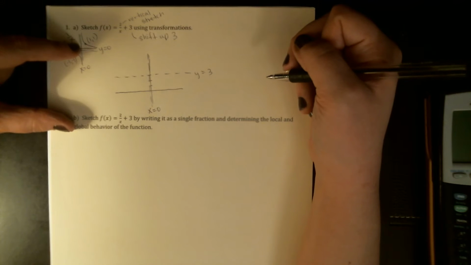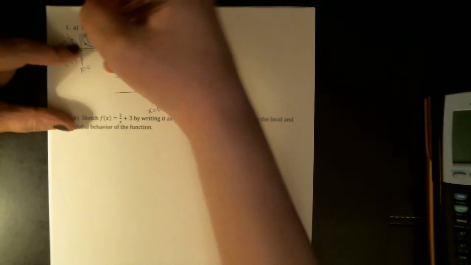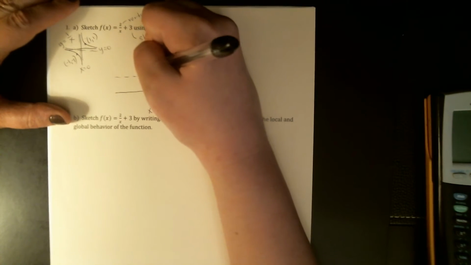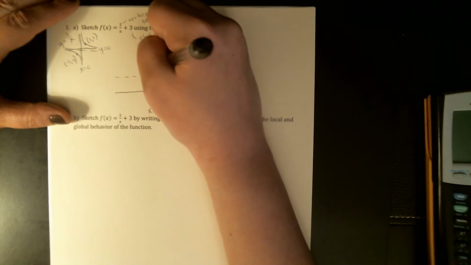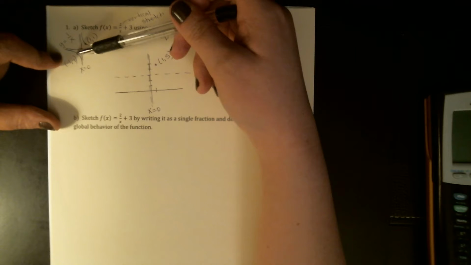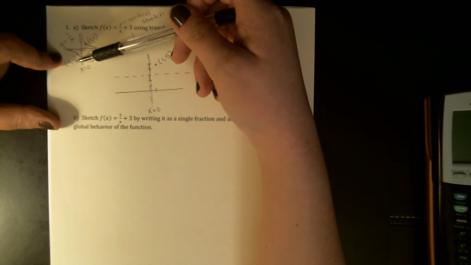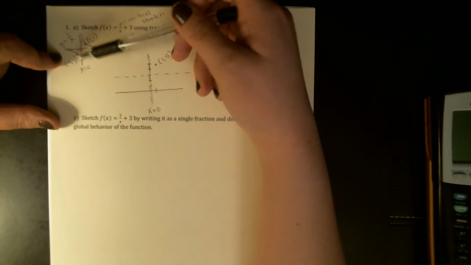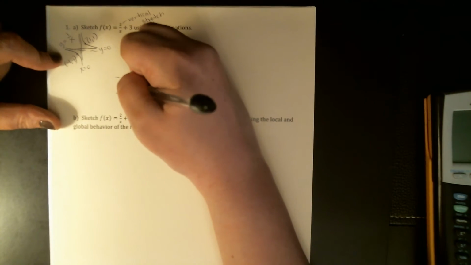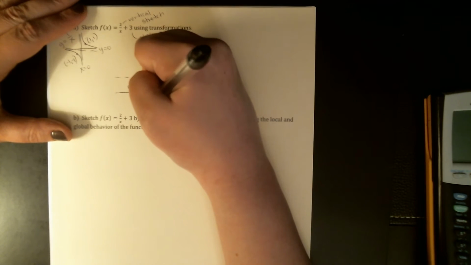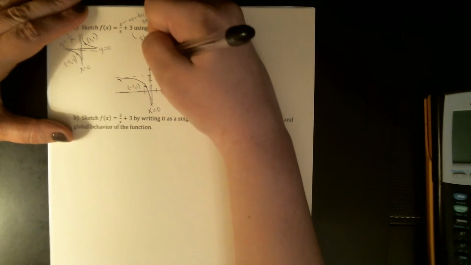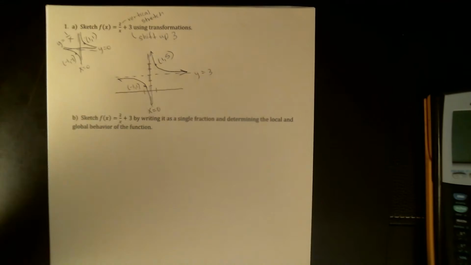(1, 1), if we do vertical stretch, we're doubling our y, so it will go to (1, 2). And then if we shift up 3, it will land at (1, 5). So this is (1, 5). (-1, 1), if we do vertical stretch, it will land at (-1, -2). And then if we shift up 3, it will land at (-1, 1). Okay, so there's the shape I end up with.